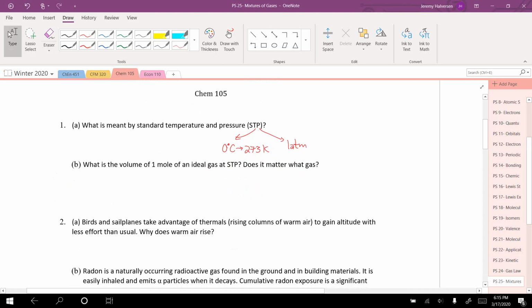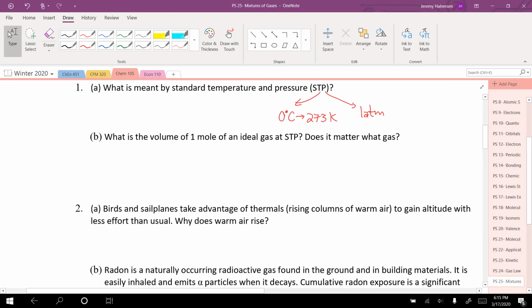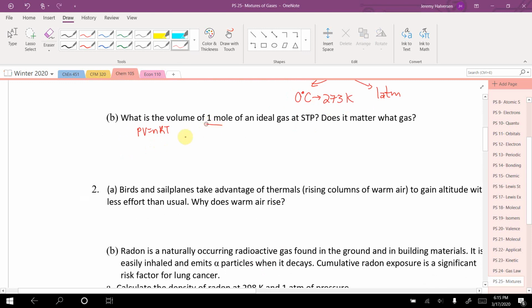So what's the volume of 1 mole of an ideal gas at STP? Doesn't matter what gas. Let's figure this out. We know that PV equals nRT, and here we're given moles, so we have n, and we're at standard temperature and pressure, so we have our temperature and our pressure, and we're trying to find volume. So volume equals nRT over P: 1 mole, the ideal gas constant, temperature is 273, pressure is 1 atmosphere.